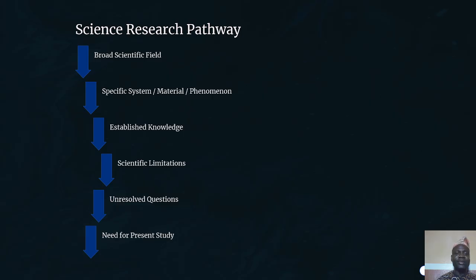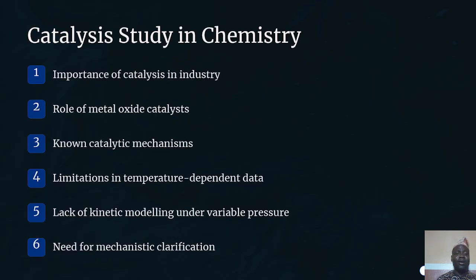Let's say you are doing a science research. It could be a broad scientific field. Then you will begin to mention specific system, material, or phenomenon. Then you also look at the established knowledge, and you will begin to consider the scientific limitation. Maybe the process of doing that thing is energy consuming. And the unresolved question is, what can we do to reduce the amount of energy for that particular extraction? So it could be the methodology used, and you will begin to justify the need for your present study.